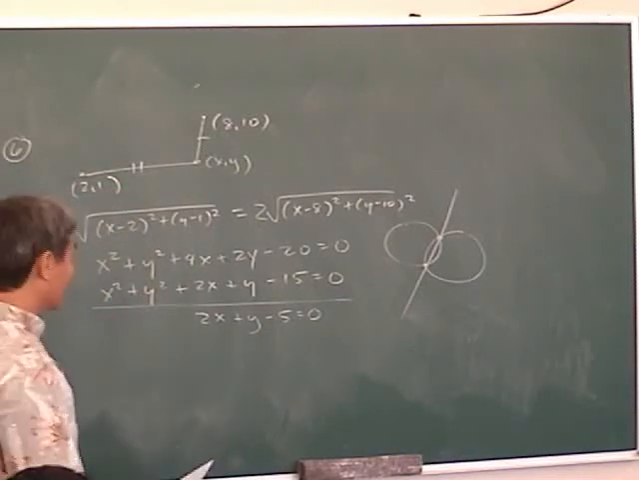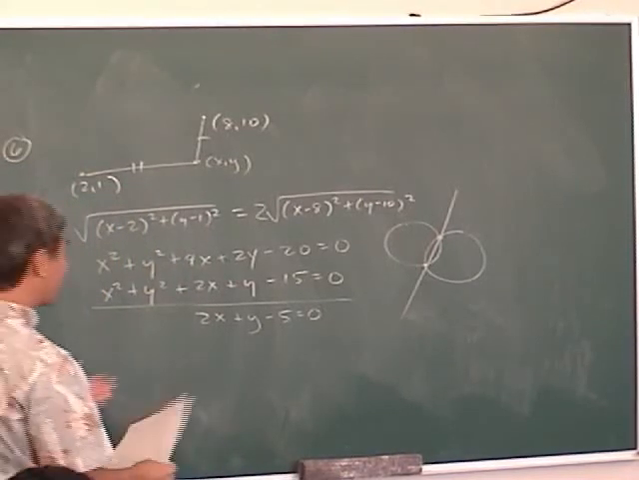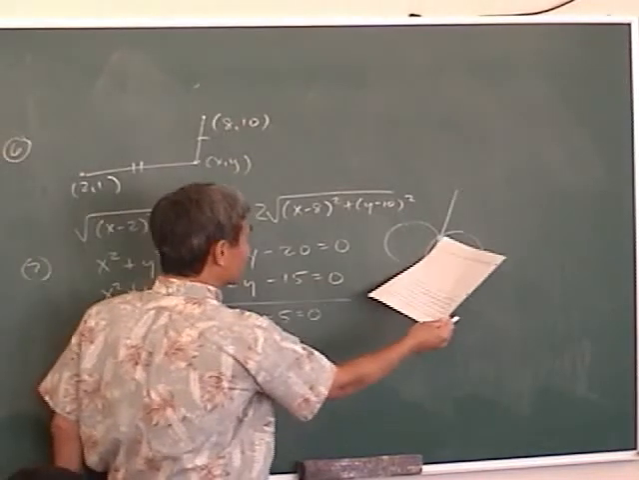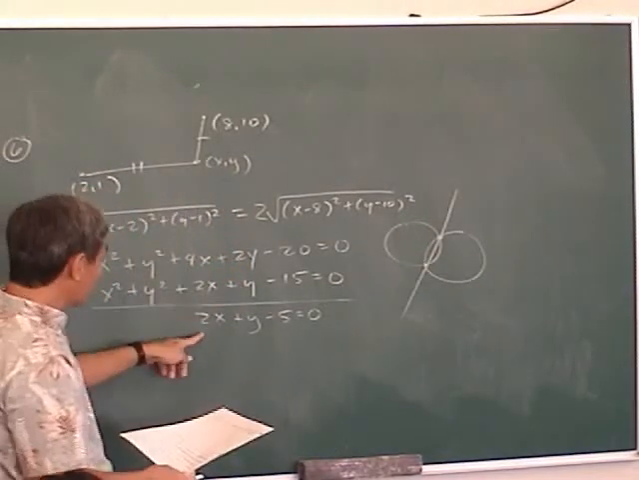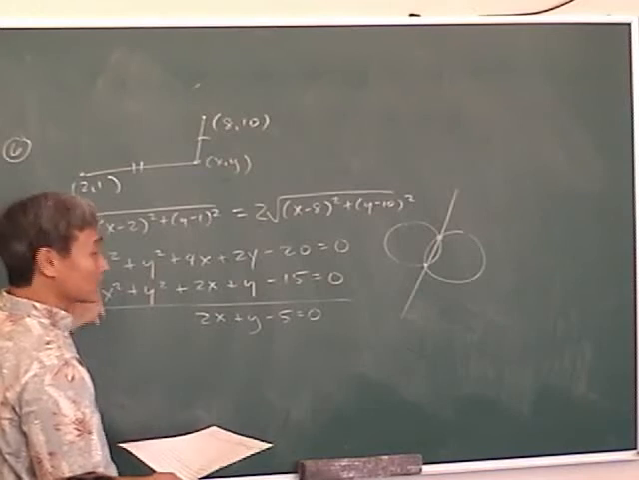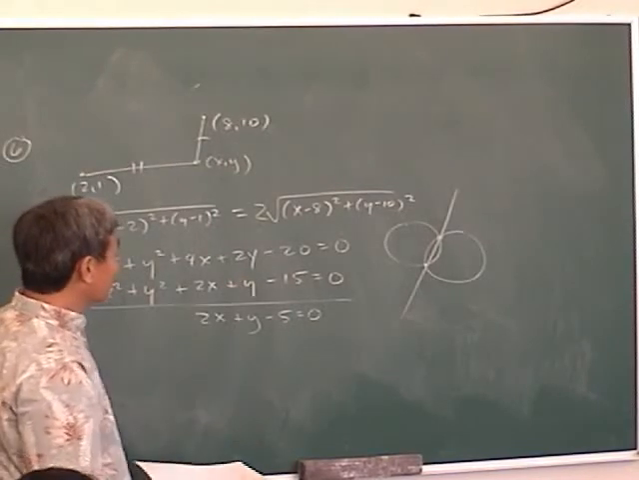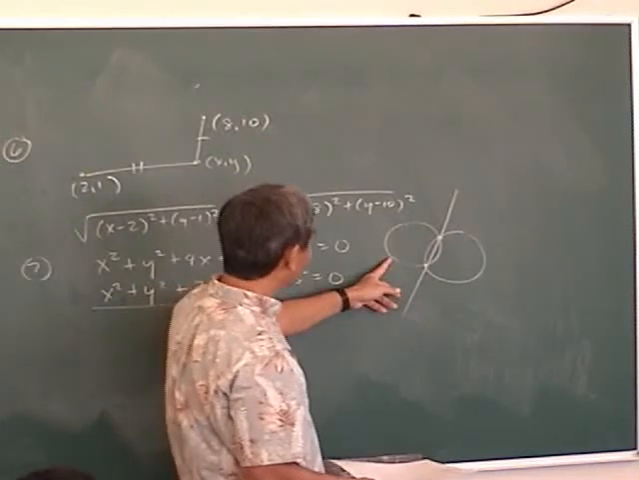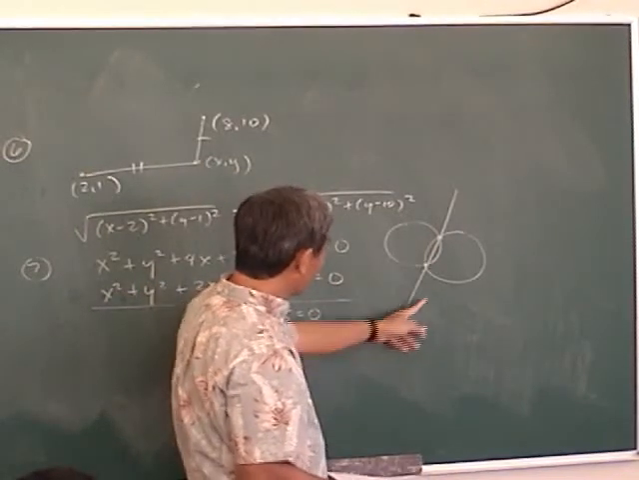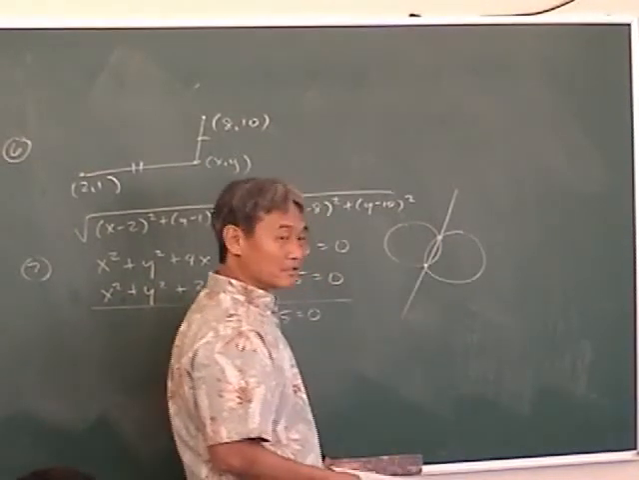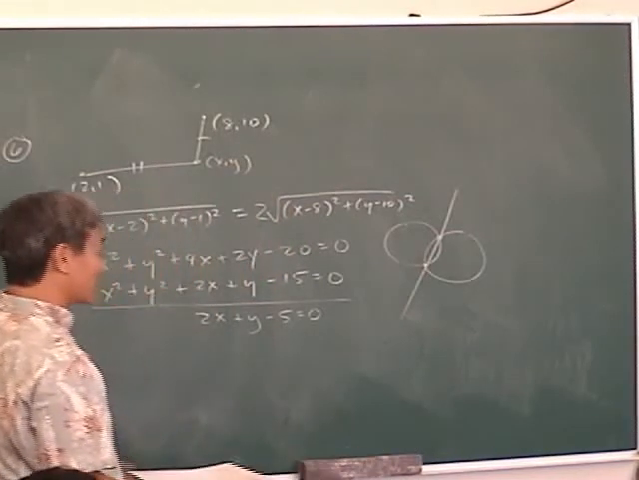Isn't it easier to work with a line? So now that I got this line, how do I find these 2 points? You find where this line intersects one of these 2 circles, right? Look at the picture. Where does this line intersect this circle? At those 2 points. Where does this line intersect that circle? At those 2 points. How do you find where 2 graphs intersect?